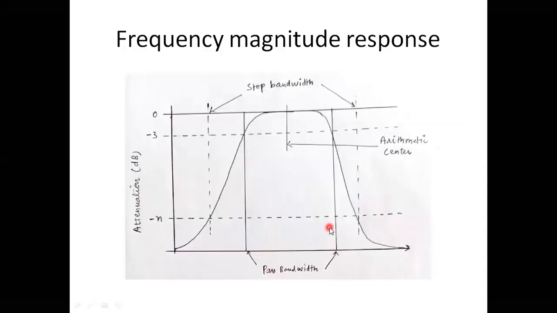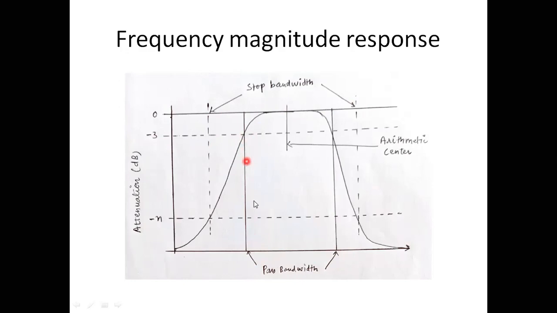So let's say this is your frequency magnitude response. On the x-axis is frequency and on the y-axis is attenuation. This is your pass band width from here to here, and from here to here this is your stop band width. Corresponding to the pass band, from here this is your pass band gain, which is given in your question as 3 dB. So minus 3 dB is your pass band gain.